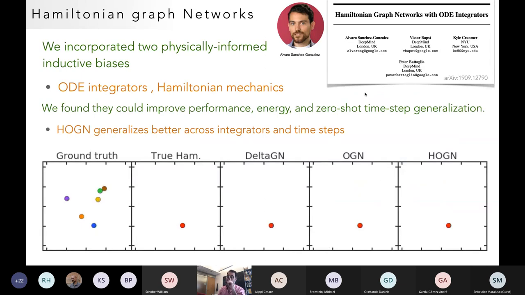So with these two different inductive biases, on the left I'm going to show the ground truth rollout for some system. We'll pick this blue dot, just one of the particles in the system, and follow it.